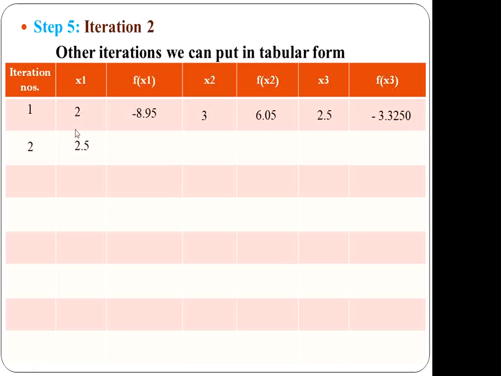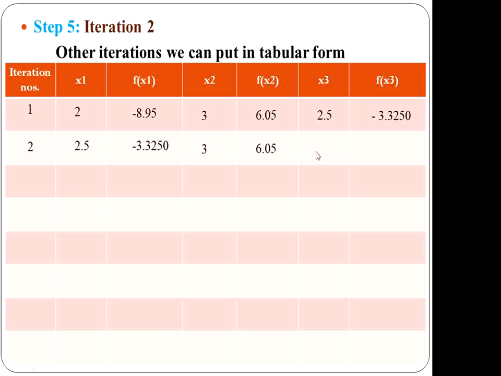So we can write 2.5, that is the new x1 for the second iteration. For 2.5, what is the function of x1? That's already we have calculated, that is minus 3.3250. We can copy from this location to this location, that is minus 3.3250, and there is no change in the xu, that's why we can write here the similar value, x2 is 3 and the function of x2 is 6.0.